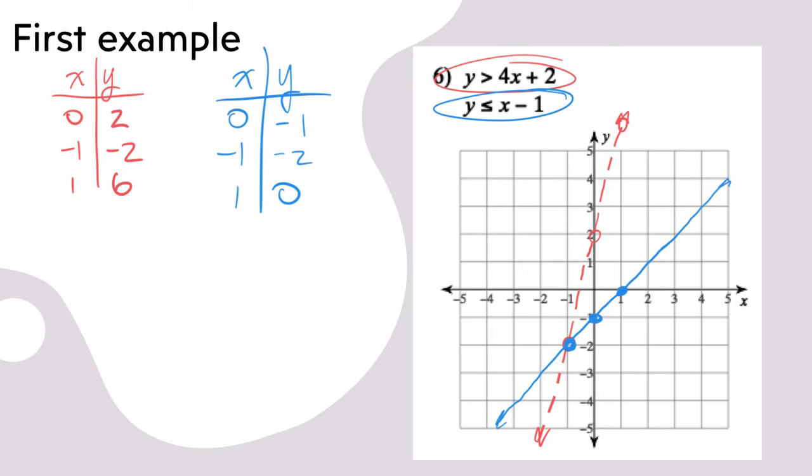So we plotted our lines. The red is a dashed line because y cannot equal 4x plus 2. It can only be greater than. The blue is solid because y can be less than or equal to. So I'm going to shade those in.